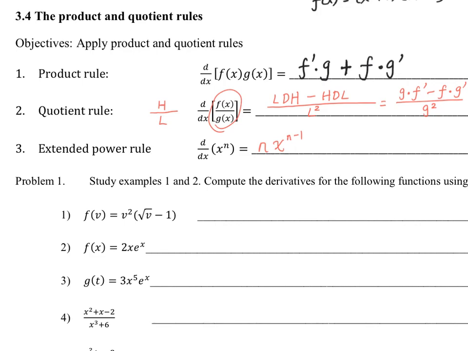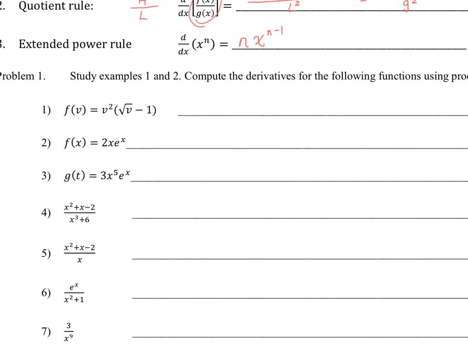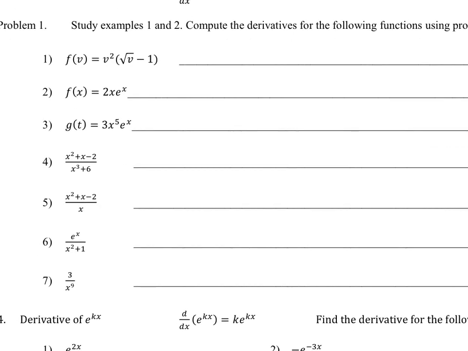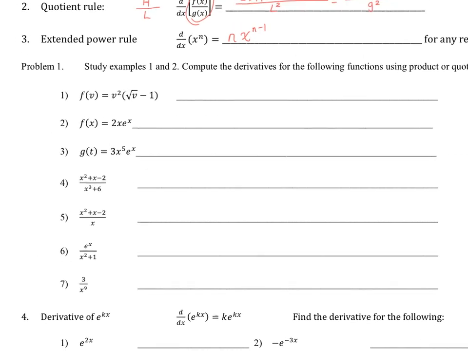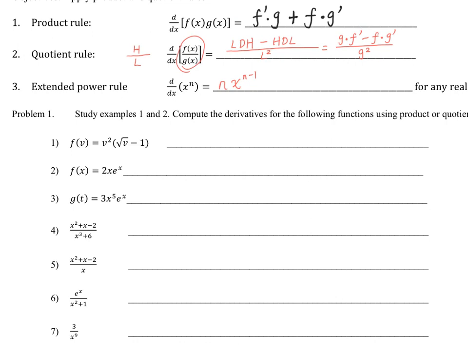So now let's apply these rules to the following problems, okay? Let's look at the rule at the same time. We are going to apply that. For the first one, first of all, you identify this is a product of two functions. The first one is v squared, the second one is this guy.